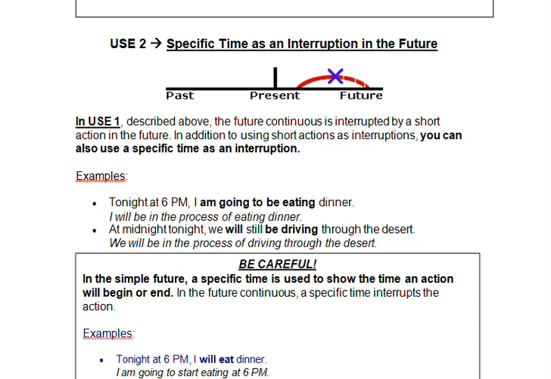At midnight tonight, we will still be driving through the desert. Hoy, a la medianoche, aún estaremos conduciendo a través del desierto. We will be in the process of driving through the desert. A la medianoche, nosotros estaremos en el proceso de estar conduciendo a través del desierto. Esta acción empezó antes y va a continuar incluso después de la medianoche. Es decir, esta acción en el futuro, we will still be driving through the desert, es una acción en el futuro continuo que me va a tomar un tiempo prolongado poder desarrollarla.